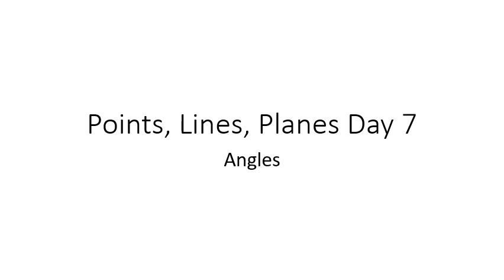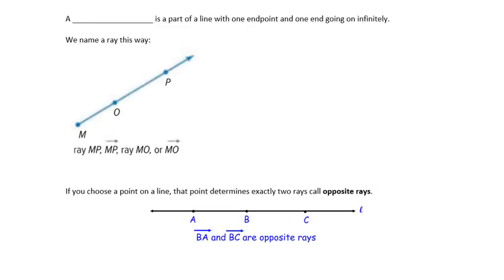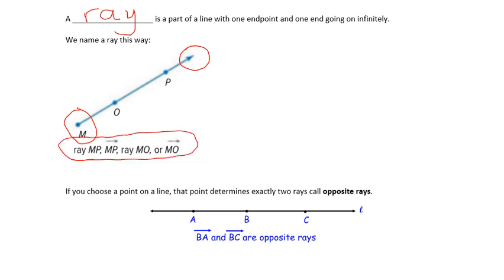Today we will discuss angles. Angles are made from rays. A ray is a part of a line with one end point and one end going on infinitely. We name a ray this way. We can either use the word ray and 2 letters, or we can use the symbol for ray and 2 letters. The first letter always needs to be the end point.